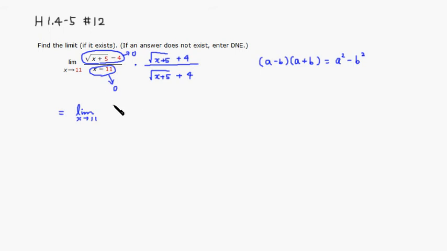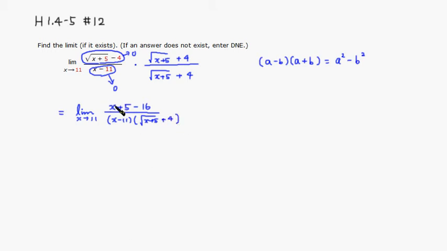If you square that, the square root is gone. So it's going to be just x plus 5, minus b squared, where b is 4. So 4 squared is 16. Over, we have x minus 11, then we still have square root of x plus 5 plus 4.